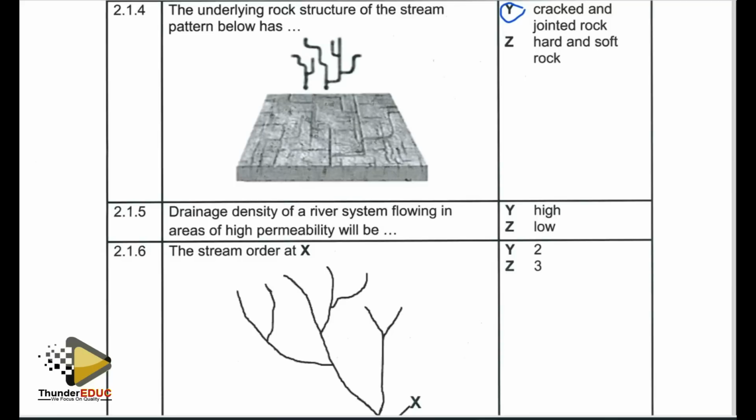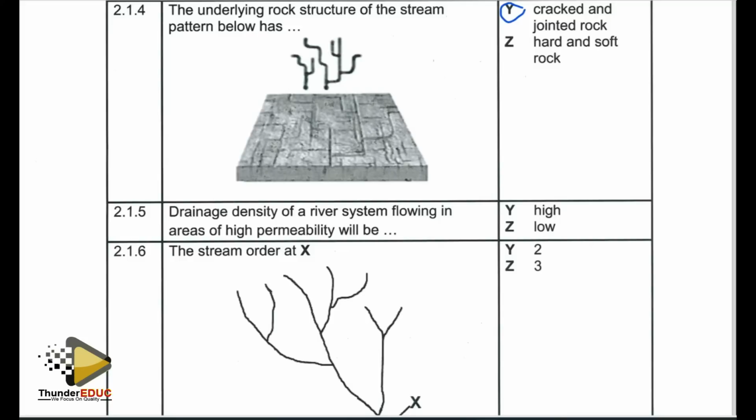We move on to question number 215. It talks about drainage density of a river system flowing in areas of high permeability. Where we have high permeability, the soil or the underlying rock material allows for infiltration and percolation. Rainwater is allowed to filter into groundwater storage. Remember, for us to have high drainage density, we need high surface runoff and limited infiltration. If it is the opposite, with less runoff and more infiltration, we will have fewer streams developing in that particular area.